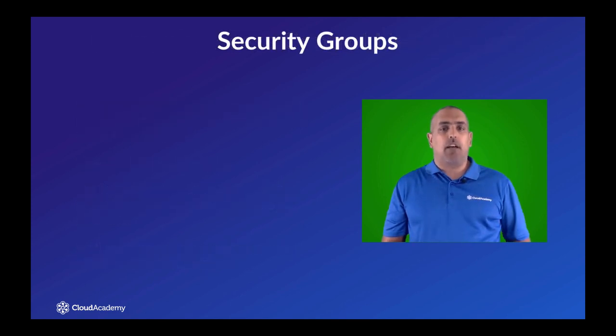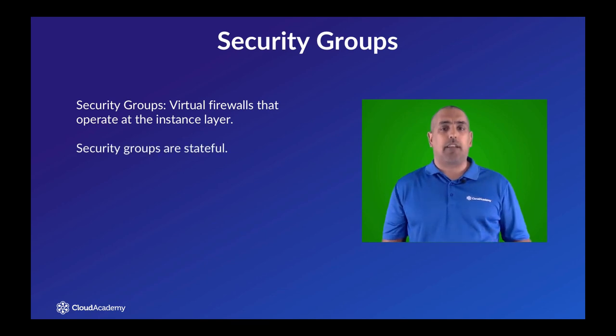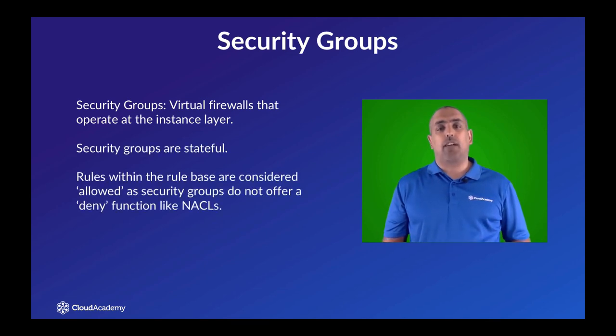Keeping with security, I then spoke about security groups, and these are similar to NACLs in many ways, but they operate at the instance layer instead, providing a level of security to your instances residing within your subnets, again based on defined protocols. Now, security groups are stateful, and any rules within the rule base are considered allowed, as security groups do not offer a deny function like NACLs do.